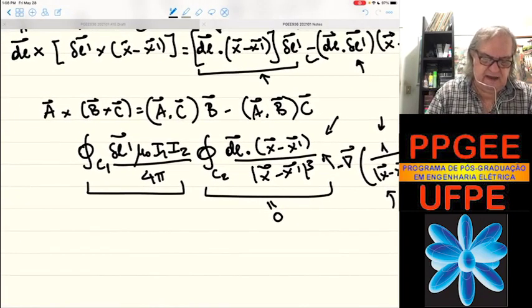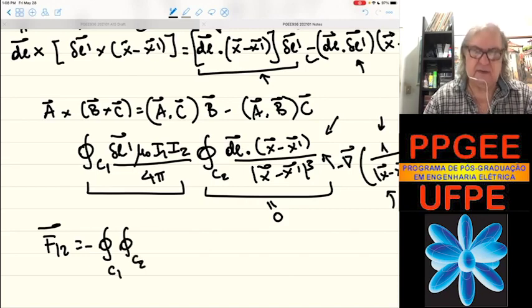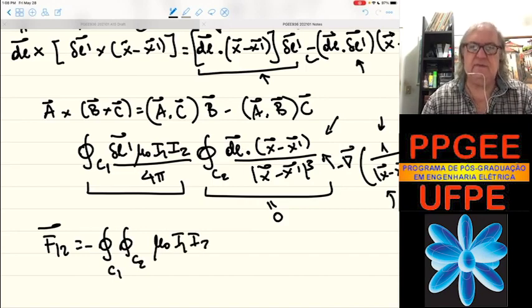So we are going to obtain F12 equals to minus, as we have in our notes, integral over C1, C2, mu0, I1, I2, dl dot dl prime, vector x minus x prime over 4 pi x minus x prime cubed. The vector nature is right here.